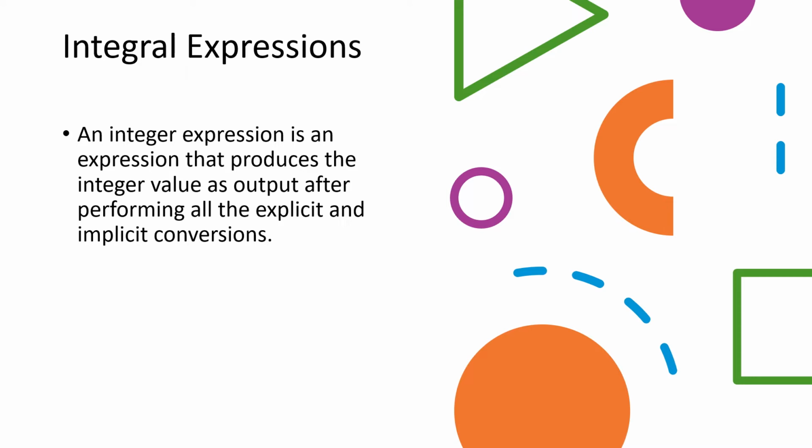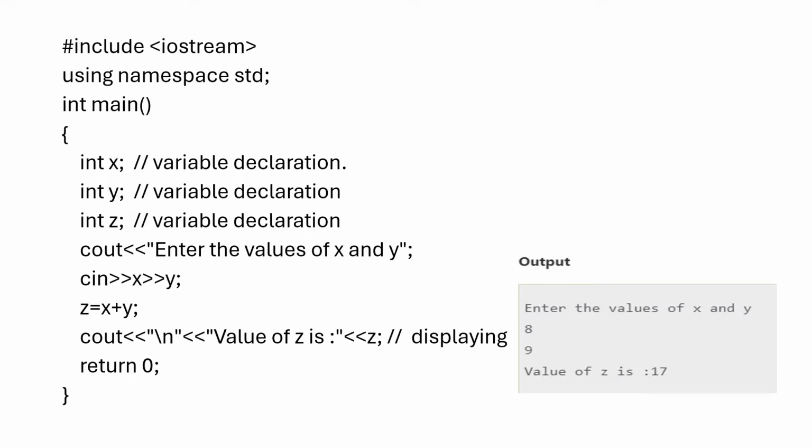Next is an integral expression. What is an integral? It has only integer values. Before we saw the constant, here it returns only the integer values. An integer expression is an expression that produces the integer value as output after performing all the implicit or explicit conversion.